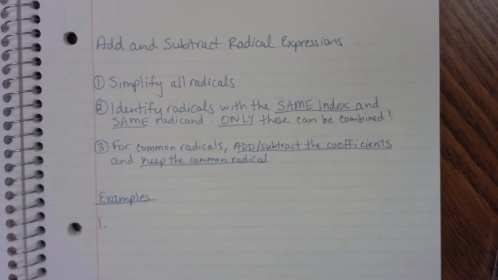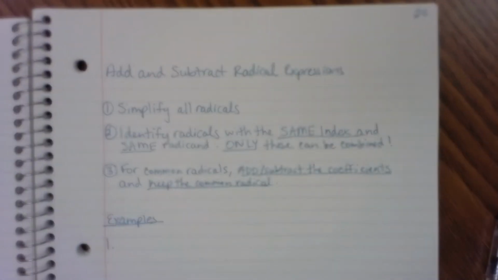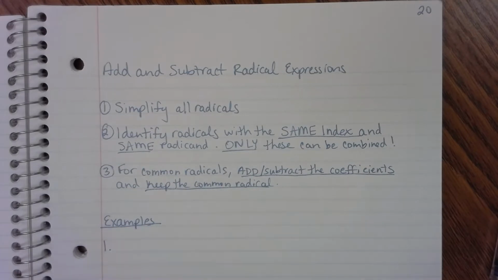For adding and subtracting radicals, we need to do three things. We first need to start by simplifying all radicals that exist in the problem. After that, we are going to identify the radicals with the same index, remember square root, cube root, or fourth root, and the same radicand, so that's the number under the radical. Only these can be combined. For common radicals, you want to add and subtract the coefficients and keep the common radical. So we're going to take a look at a couple of examples.